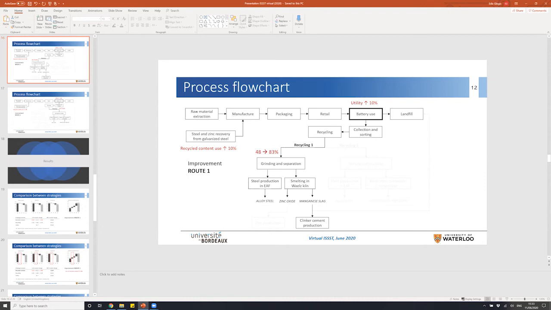I think it's an interesting question because I had to think hard about it. But I would say so. The 10% use of recycled content relates to both uses of zinc and steel in equal amounts. So it's actually only 5% of secondary steel in the batteries.